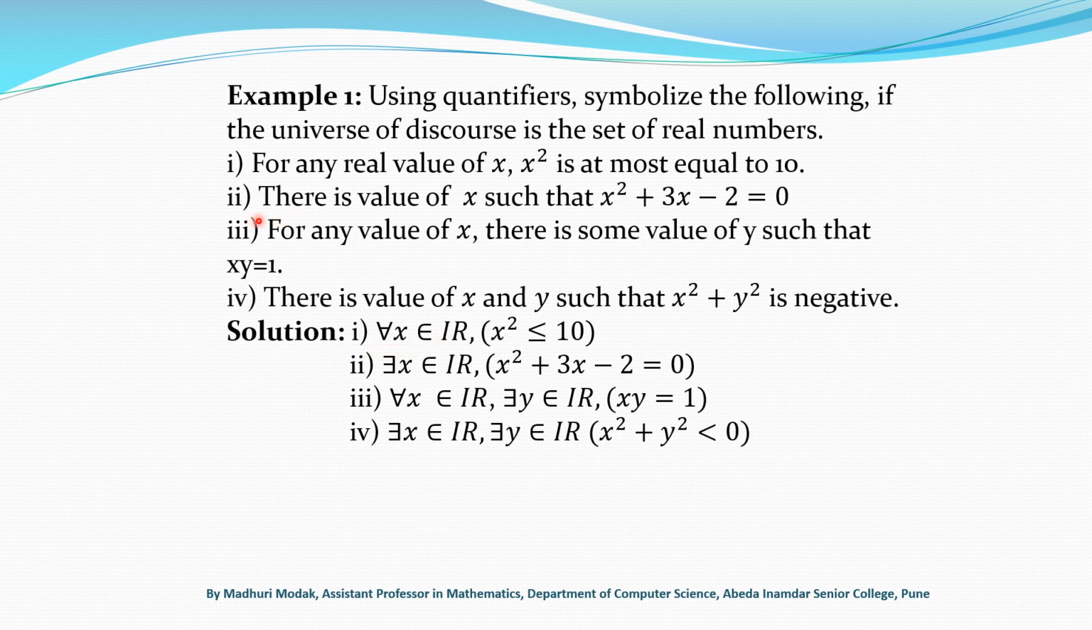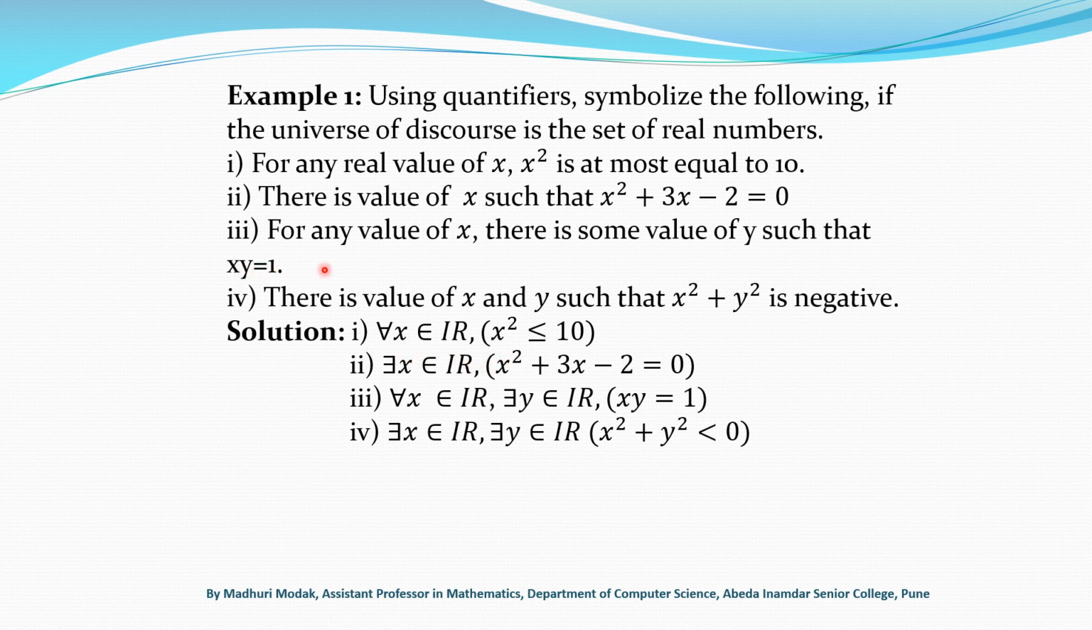Now the second is there is a value of x such that x square plus 3x minus 2 is equal to 0. Now there is a value of x means the statement is given for some x, not for every x. So we use the existential quantifier here. So there exists x belonging to R such that, written in brackets, what is given about x? x square plus 3x minus 2 equal to 0. So this is the symbolic form.